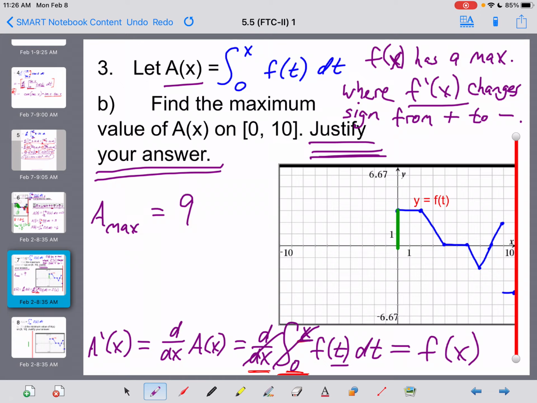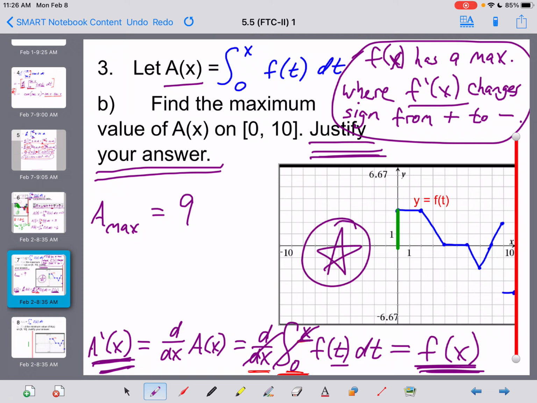Okay, so that's where we were. A of x was defined as that. So what we have here, guys, is that f of x is the derivative of A of x. And I really want to come back to this idea. A maximum value of A of x will occur where its derivative, A prime, which is f of x, which is the graph that we're looking at right here, changes sign from positive to negative. Where does this graph change sign from positive to negative? Well, I messed with you a little bit right here, but it kind of happens right here.